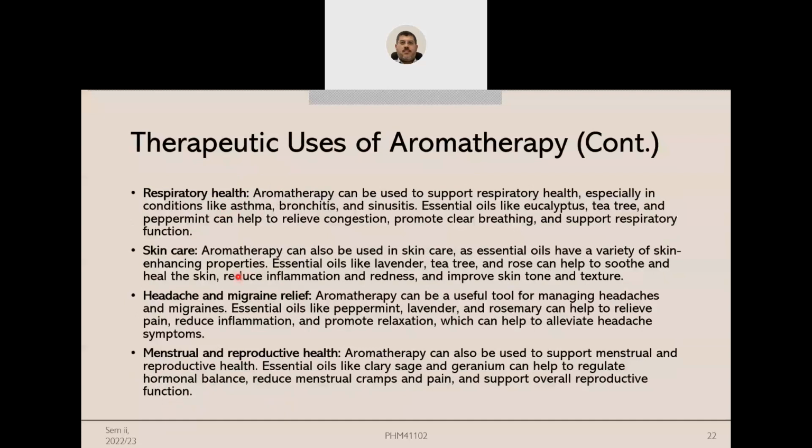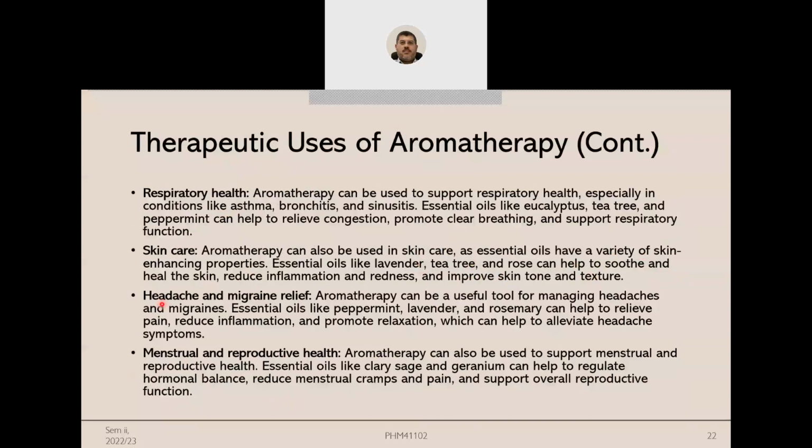Skincare. So many essential oils have a variety of skin enhancing properties. Lavender, tea tree oil, and rose can help to soothe and heal the skin, reduce inflammation and redness, and improve skin tone and texture. And as we mentioned, tea tree oil also can have antibacterial and antifungal effects.